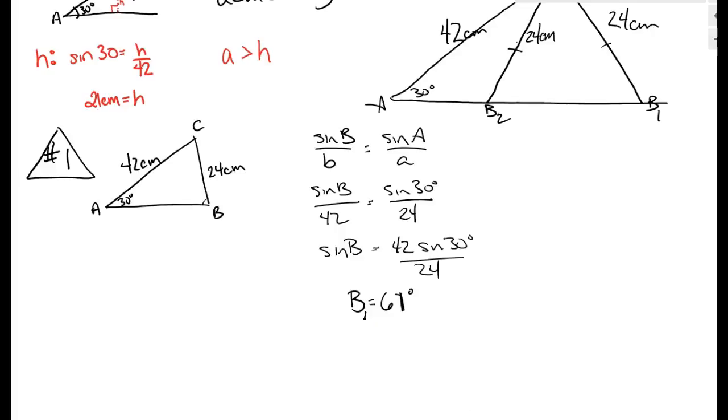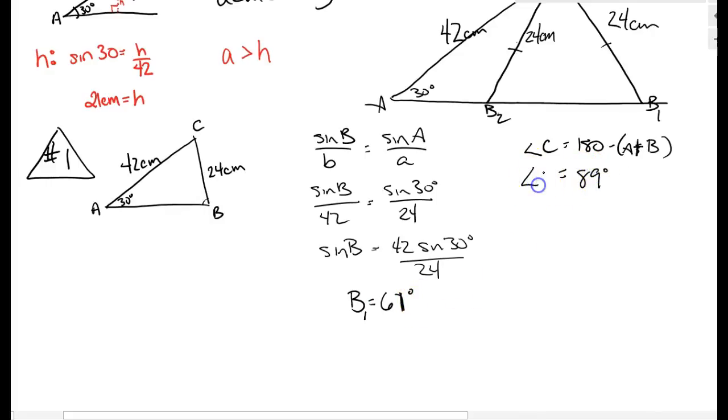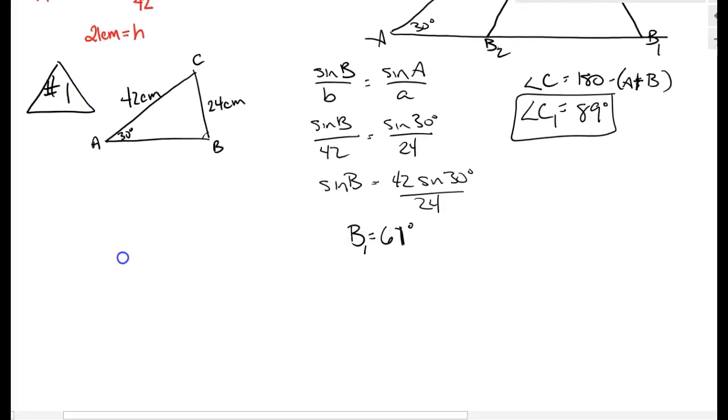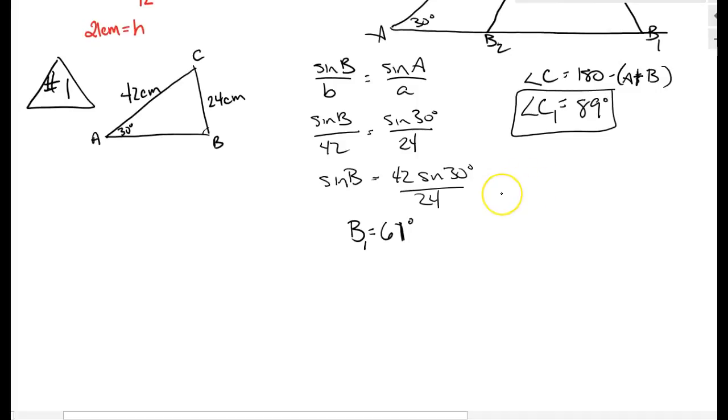I can then solve for angle C by going 180 minus A and B, A plus B. So it's going to be 180 minus 91 is going to be 89 degrees. So that's angle C. And I'm putting these little subscript ones to signify that they are part of the first triangle that I'm considering.